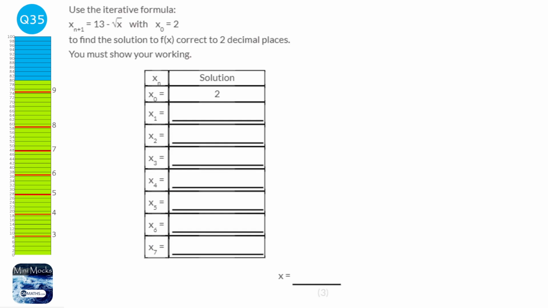Iteration is a process to find a solution, and we're asked to find a solution for this correct to 2 decimal places. Now what we're going to do on a calculator is something a bit weird. We're going to literally just press the number 2, and then we're going to press equals. When you do that, it stores the 2 in the calculator's memory. The next thing we're going to do is type in 13, and as soon as you type in the 1, the 2 will disappear. So 13 minus square root of answer.